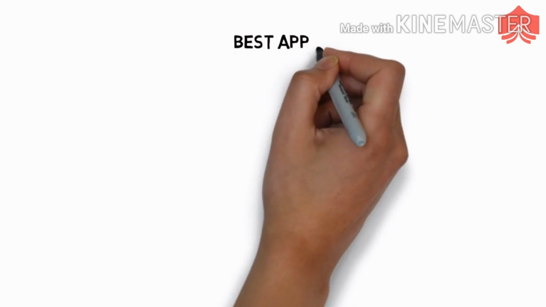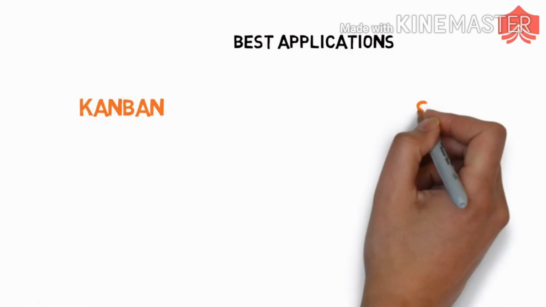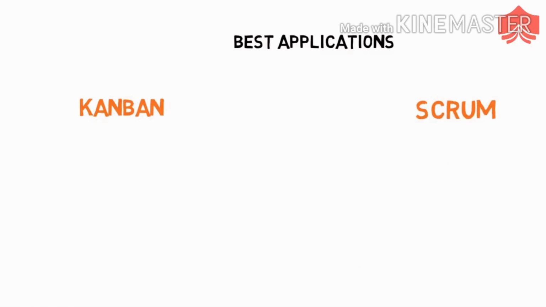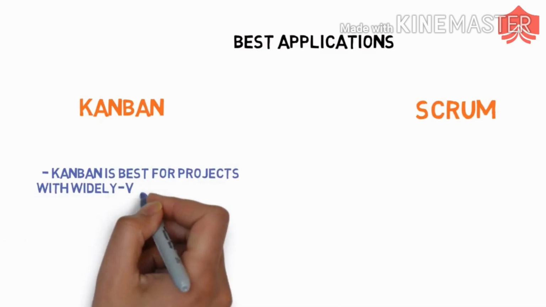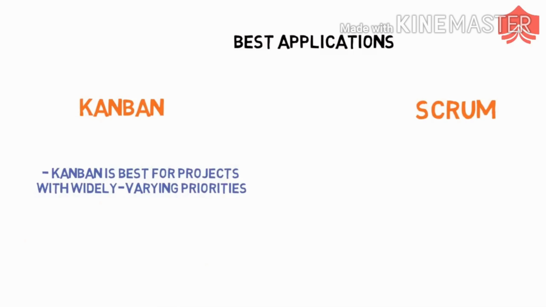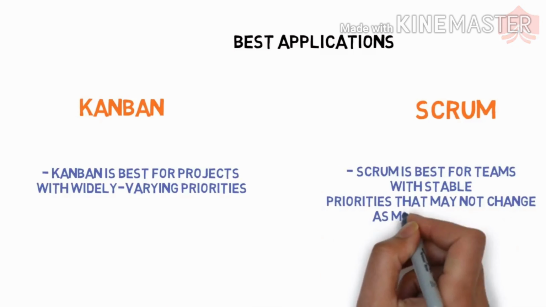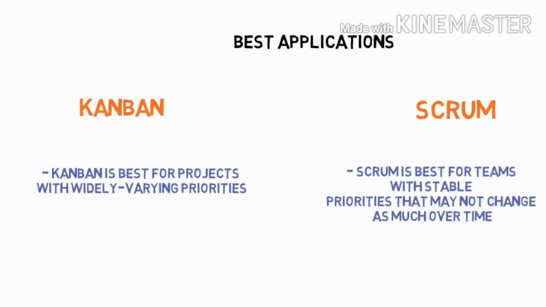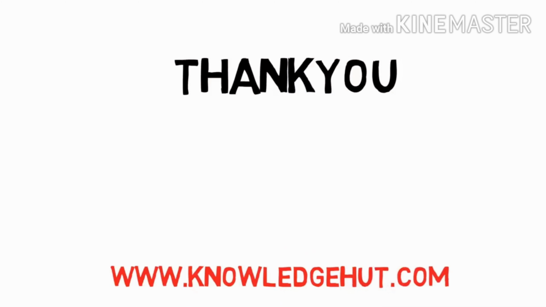Best applications. Both Kanban and Scrum prove to be highly efficient in making quick deliverables and easy management of the project. But depending on the type of project, each has its own advantage. While Kanban is best for projects with widely varying priorities, Scrum is best for teams with stable priorities that may not change as much over time. So these were the differences between Kanban and Scrum. We hope that this video has helped you to get a clear understanding of Kanban and Scrum.